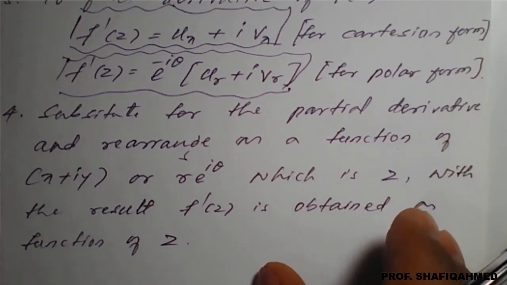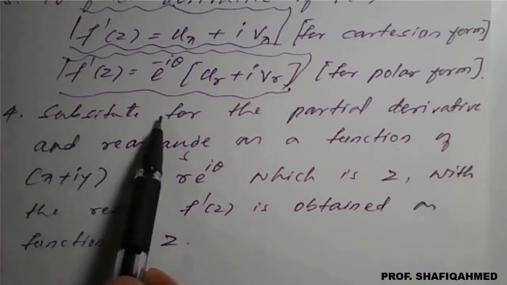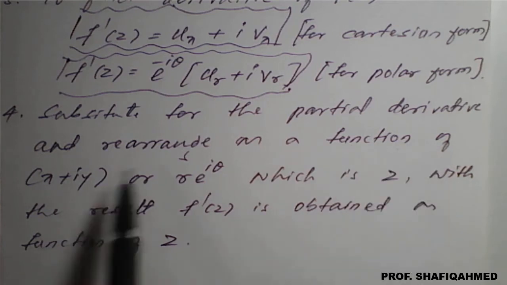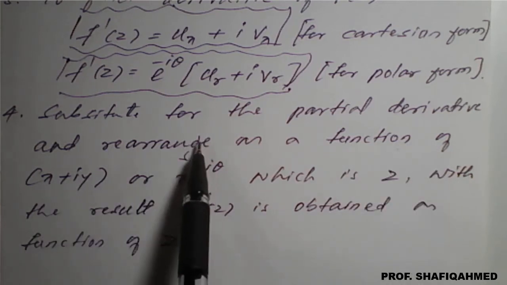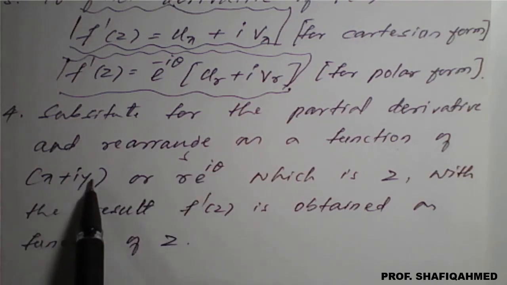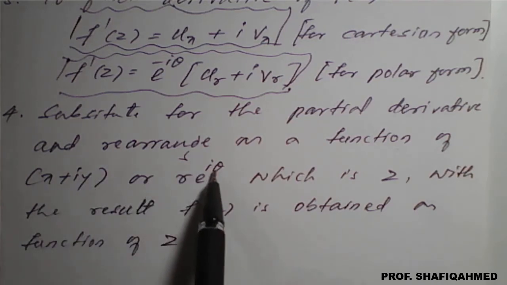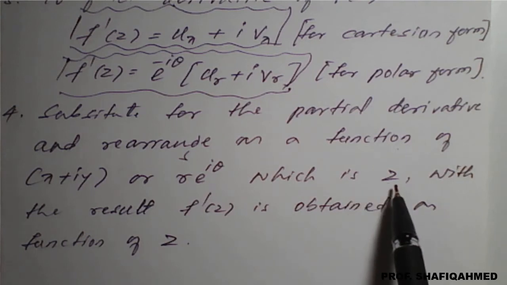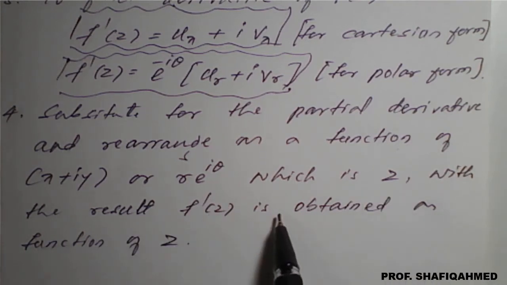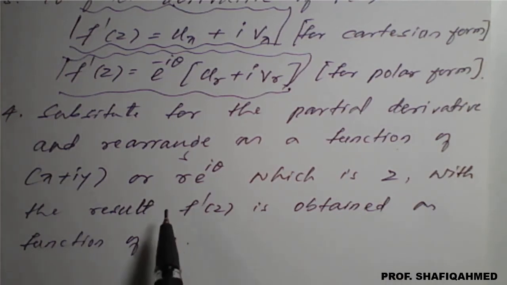Next, once we get this, substitute for the partial derivatives and rearrange as a function of x plus iy. So we have to rearrange and convert the given function in the form of either x plus iy or r into e raised to i theta, which is the z value, so that f dash of z is obtained as a function of z. So these are the steps we need to follow.